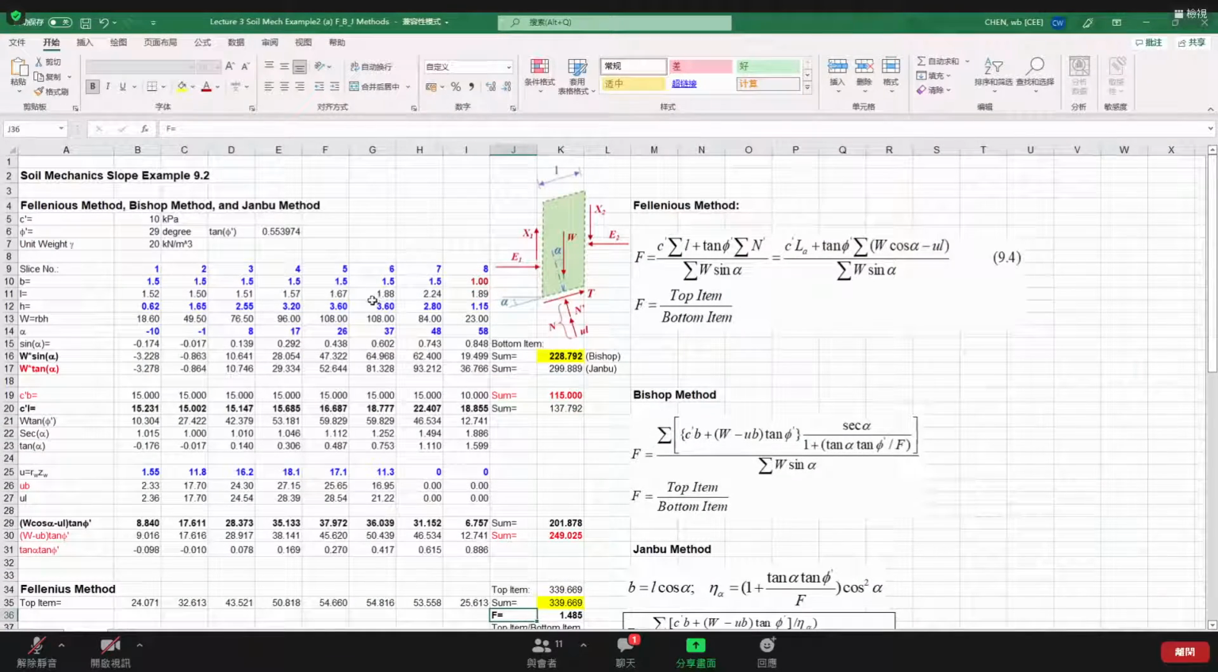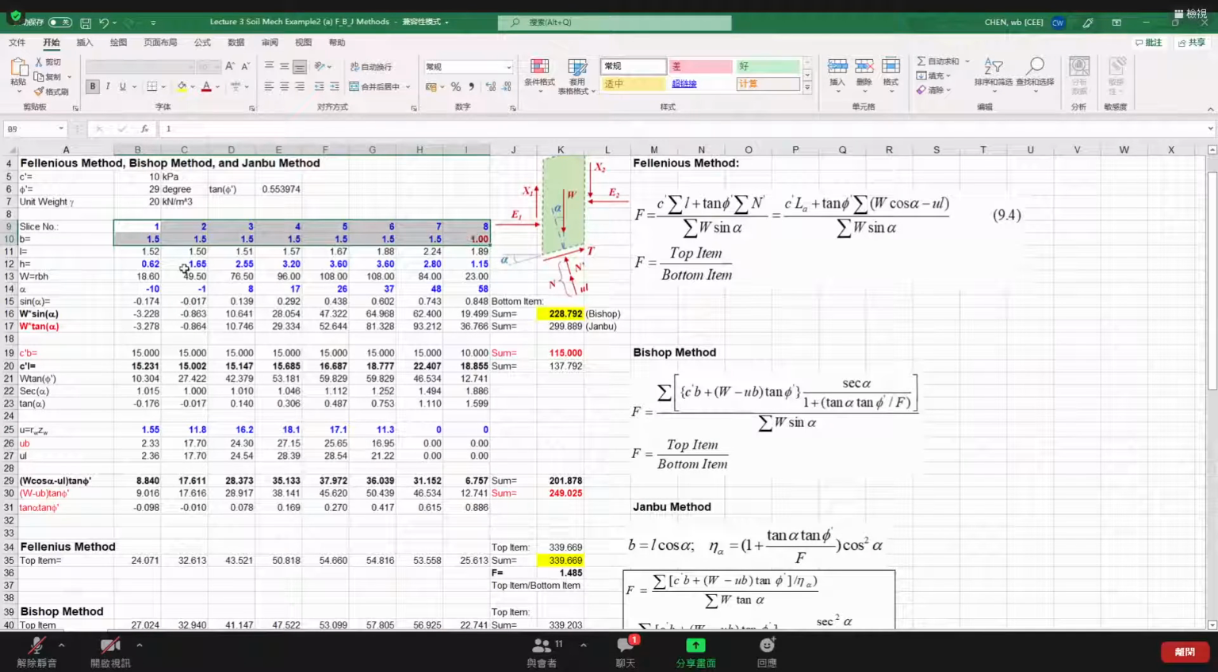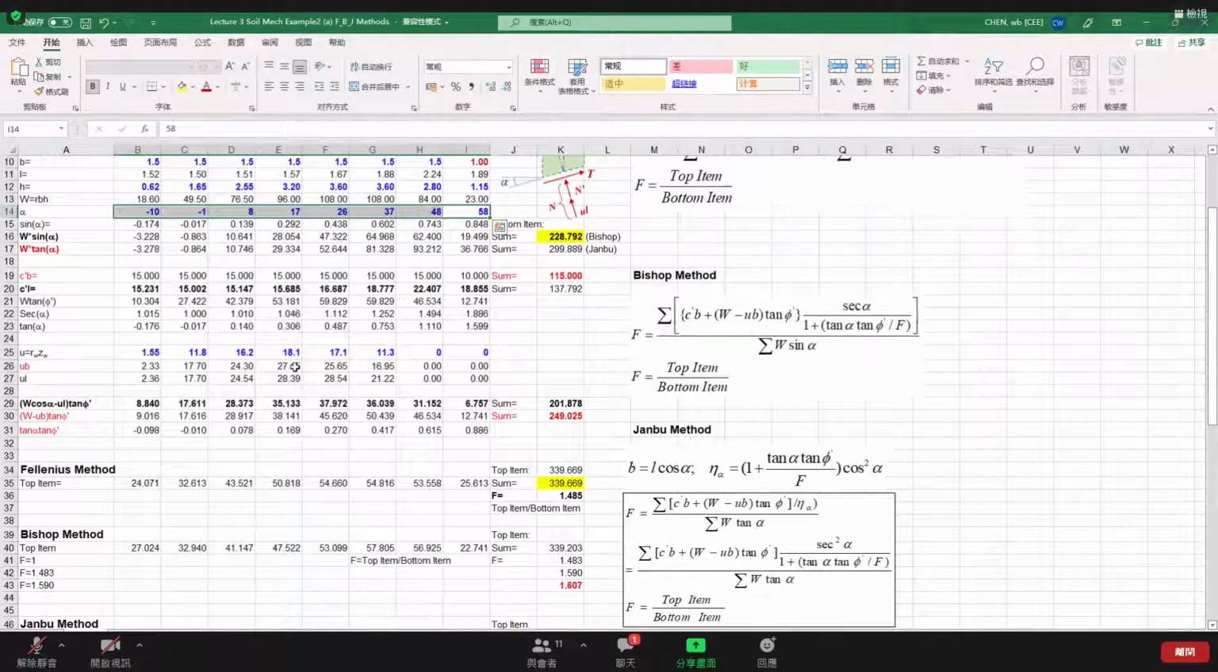I think you can see my Excel file now. I already shared it. As we discussed, all the values in blue color are values you cannot easily calculate or determine manually, so we will directly give these blue values to you.